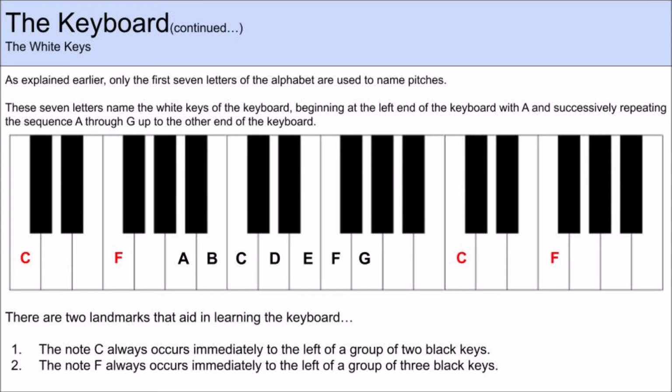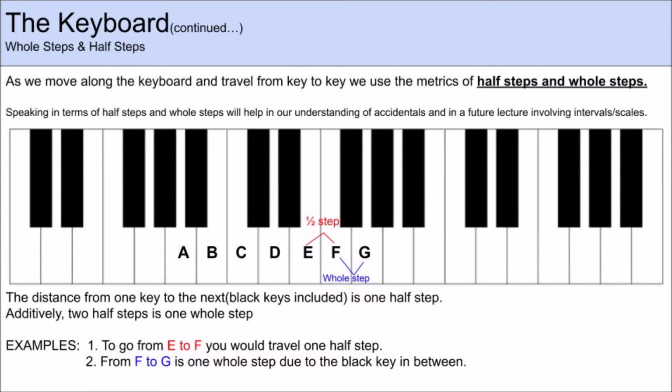As we move along the keyboard, and you travel from key to key, we use metrics that we call half steps and whole steps. Speaking in terms of half steps and whole steps will help in our understanding in a future lecture involving intervals and scales. Simply put, the distance from one key to the next is one half step. So using math, that would make 2 half steps one whole step.